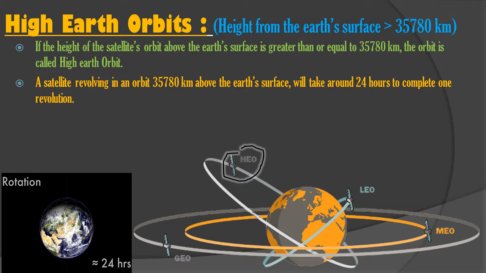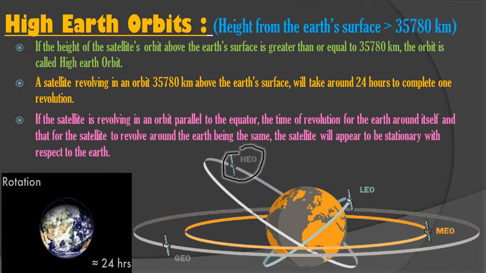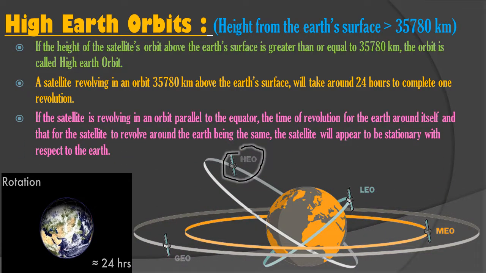And we know that the Earth also takes almost the same time, that is 24 hours, for one revolution. If the satellite is revolving in an orbit parallel to the equator, the time of revolution of the Earth around itself and that of the satellite around the Earth are the same, and the satellite will appear to be stationary with respect to Earth. That means the time required for the Earth to complete one rotation and the time required for the artificial satellite to complete one revolution around the Earth is the same, that is 24 hours.